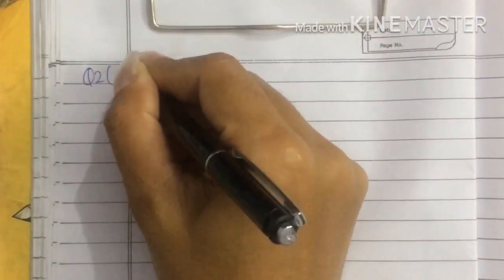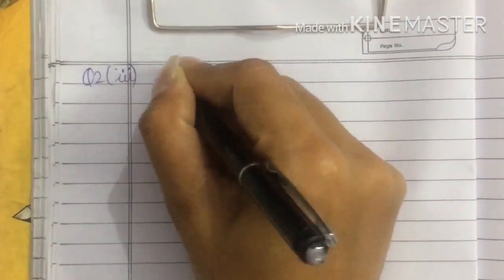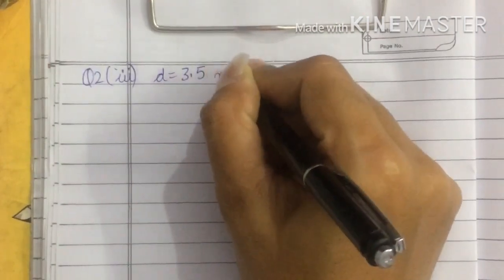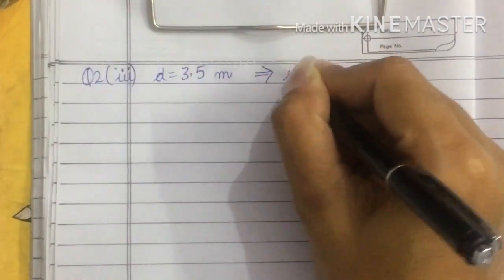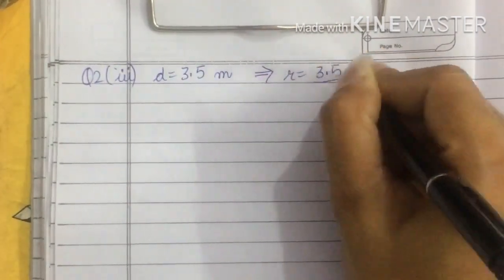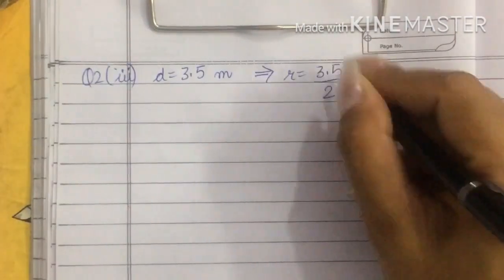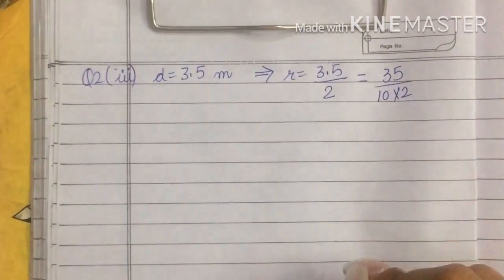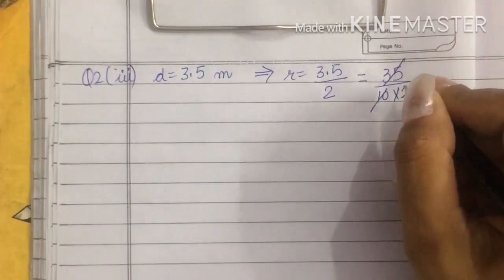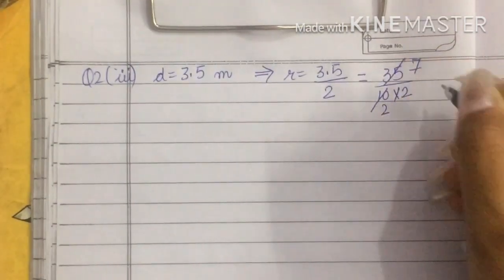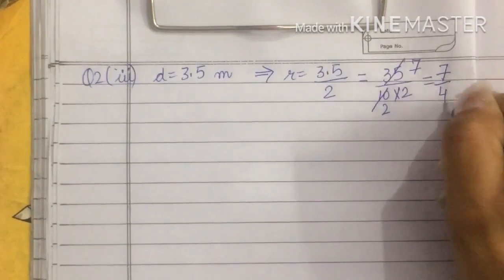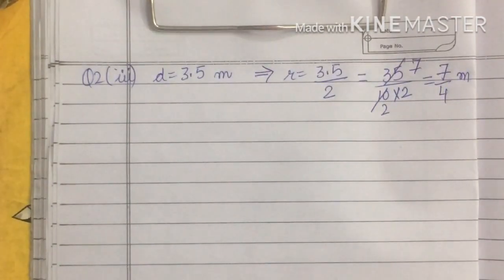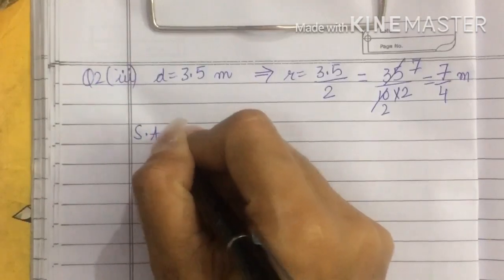Question number 2, third part. The diameter is given as 3.5 meters. This means the radius will be equal to 3.5 divided by 2. Simplifying, removing the point, I will get 10 in the denominator. I'm cancelling these two, dividing them by 5. So the radius comes out to be 7 by 4 meters. I'll be using it in fractional form.